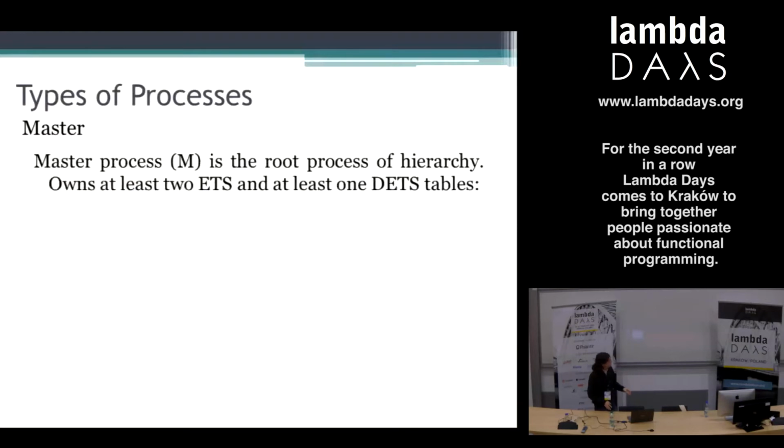So, master process. It's responsible for everything. It's responsible for fault tolerance of most required processes. I said most, but not all. We'll see it. And it's also the interface for interacting with the user. It owns at least 2 ETS and 1 DETS tables.